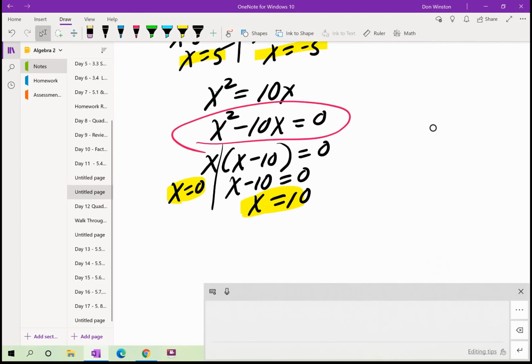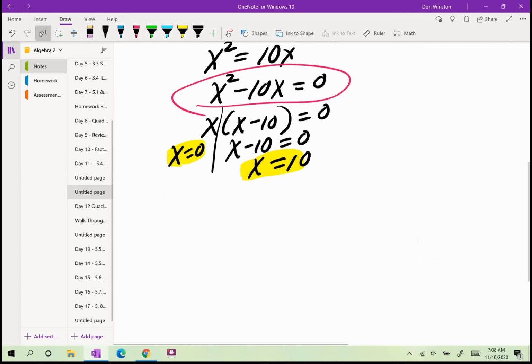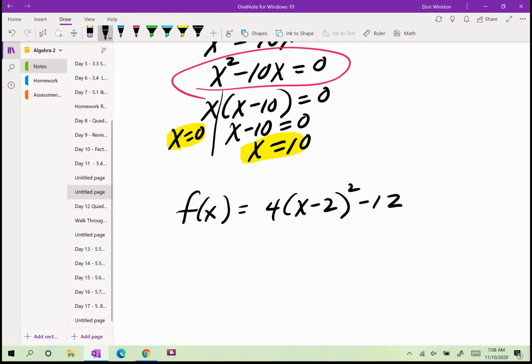Let's see here. The other thing, you'll have a problem like you did on your review, problem number 10. I'll give just an example. f of x equals 4 times x minus 2 squared minus 12, and you want to find the zeros. Again, you want one side of the equation to equal 0.